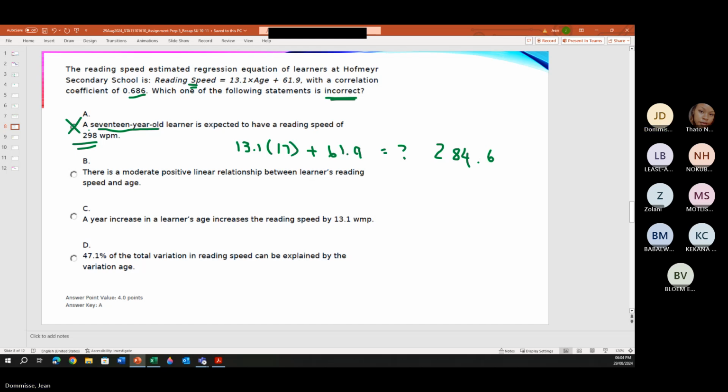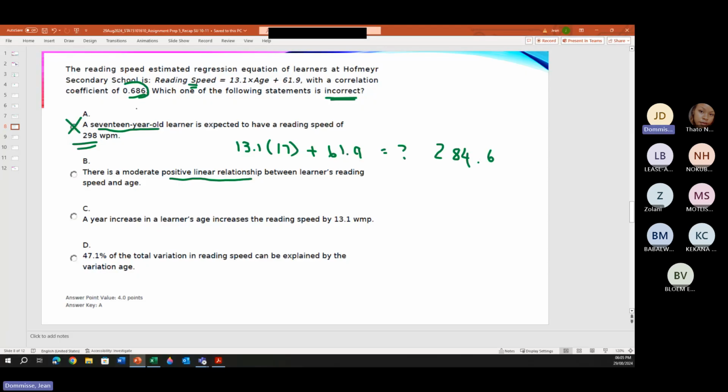Okay, so in the exam, if you get that, then don't worry about the rest. You have worked it out correctly. Let's just look at the other options as well. Option B, there is a moderate positive linear relationship. The R is positive, so that is why we can say it's a positive linear relationship. That for me is already moving towards strong, but moderate is also fine.